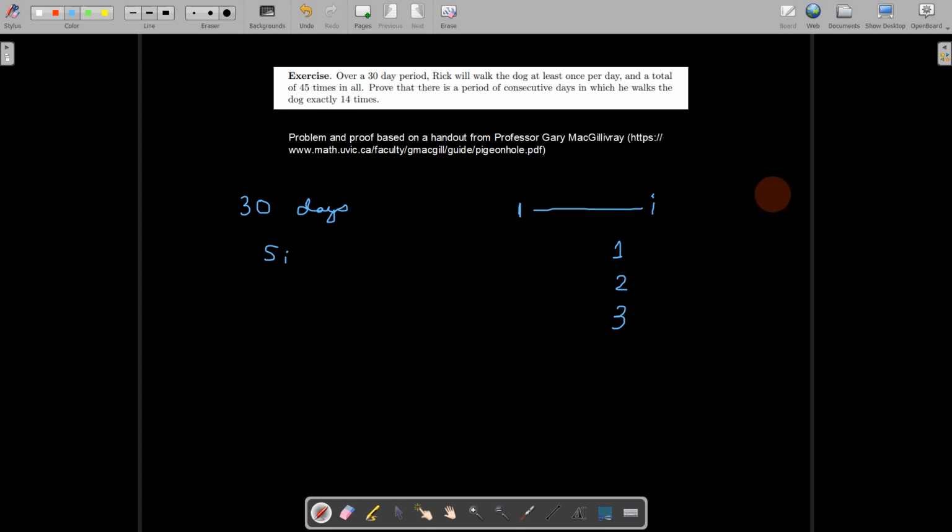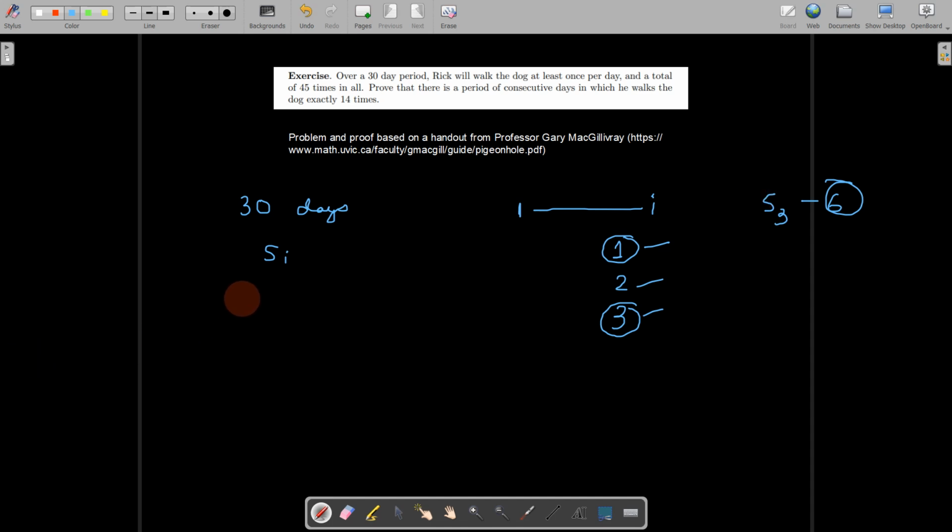So S3 means starting from day 1 till the end of day 3, how many times Rick has walked his dog, the sum of that. So 1 plus 2 is 3, plus 3 is 6. So S3 would be 6. I hope you understood what this variable Si is denoting.